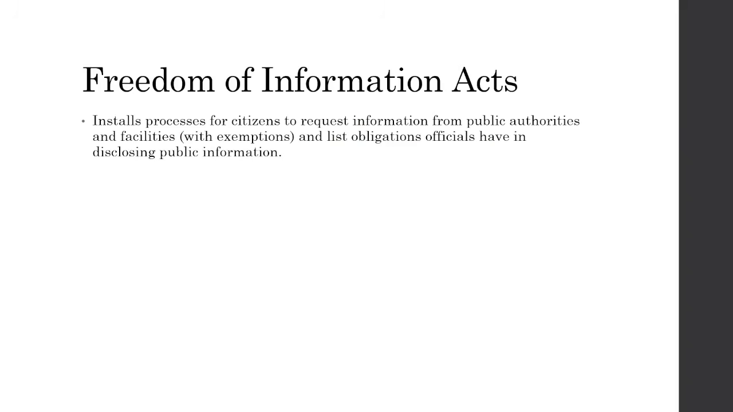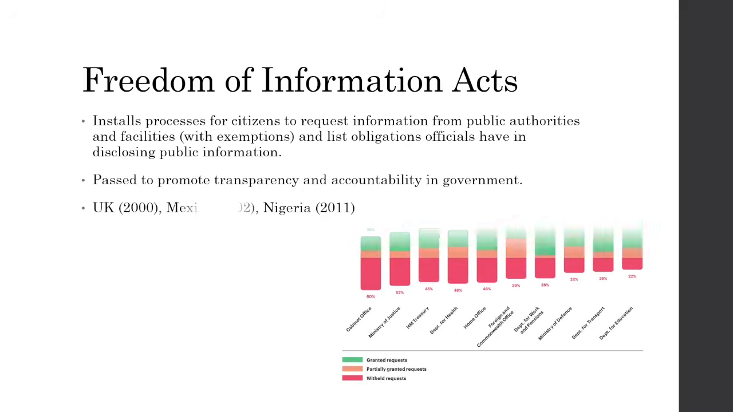I also want to discuss the Freedom of Information Act. These install processes for citizens to request information and public records from public authorities and facilities. There are some exemptions. They can't request everything. It also lists obligations that officials have in disclosing public information and being transparent. So this really promotes transparency, and it also promotes accountability because they can show you what they've done.